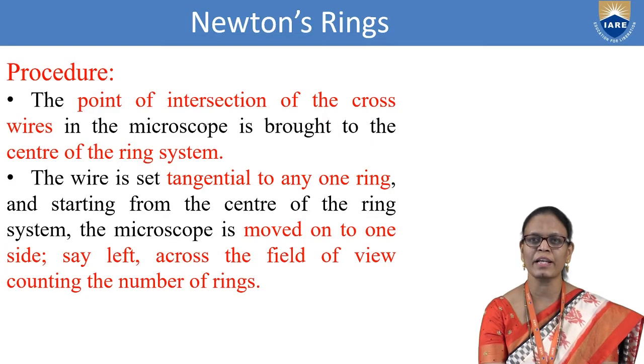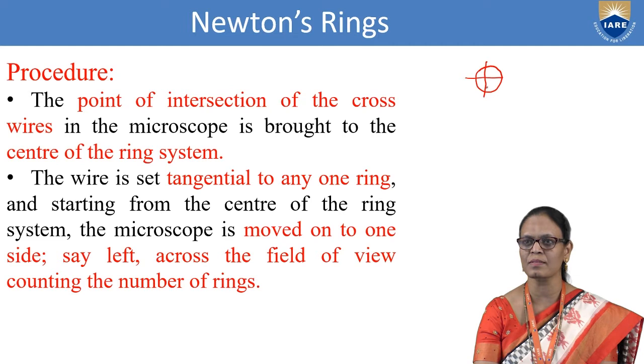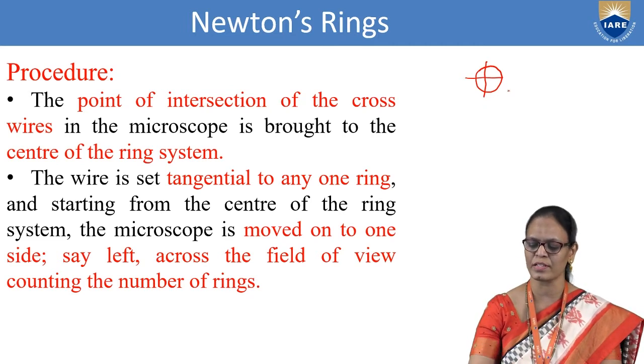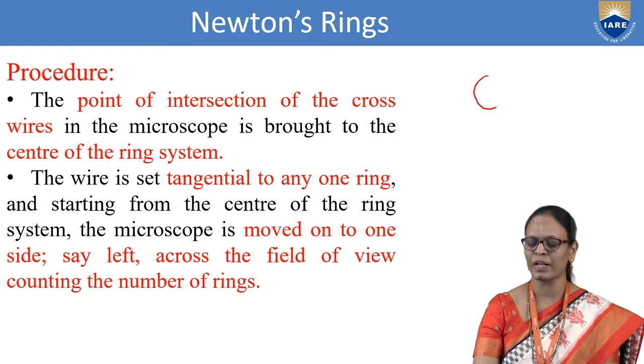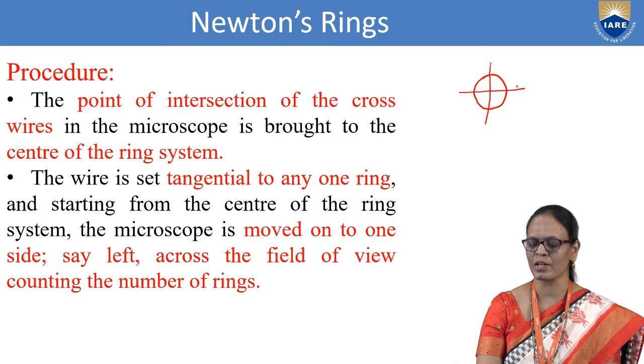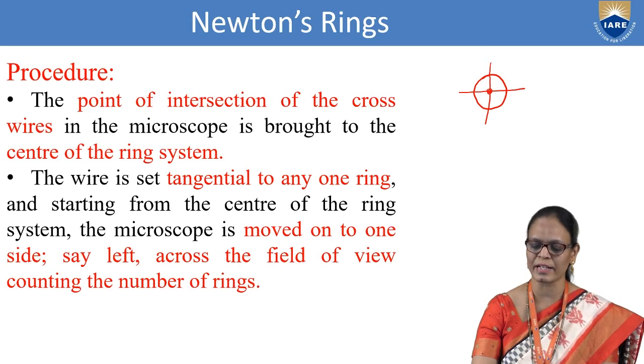Yes, let us quickly understand what we have seen in the demo. The point of intersection of the cross wires in the microscope is brought to the center of the system. When you view it from the microscope, you will see two cross wires, vertical and horizontal cross wires. You will set the cross wires in such a way that they are exactly at the center. The dark spot is at the center and then you have rings like this. This is how we adjust the cross wires.